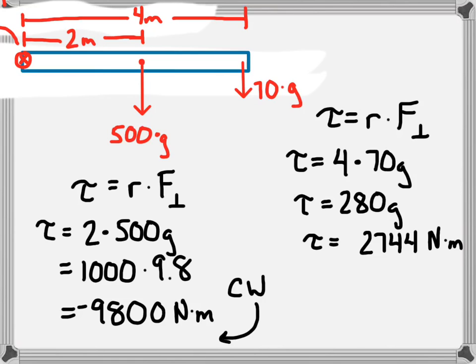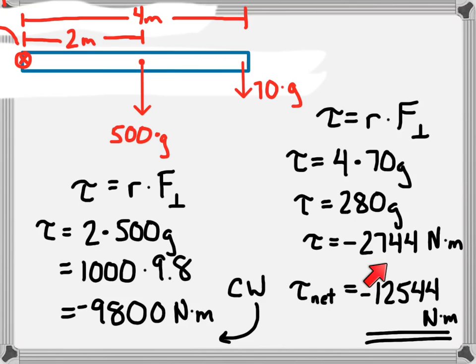Now I need to ask myself if this is a positive or negative torque. It turns out that this force wants to rotate the beam clockwise, and clockwise is a negative torque, so I need to make sure I put a negative sign there. Okay, now the problem asked for the net amount of torque, which just means that I have to take all of the torques and add them together. So the net torque, when I add this number and that number together, I get negative 12,544 Newton meters. So that is the net torque that is exerted on this beam.